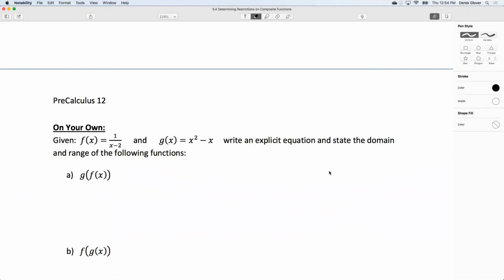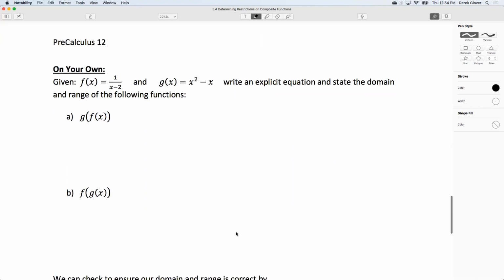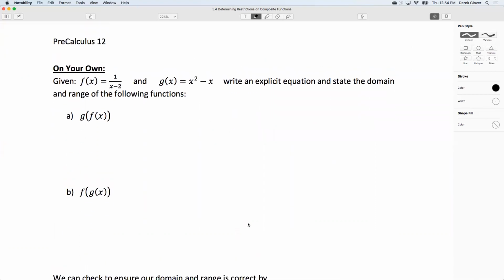Given that f of x is 1 over x minus 2, and g of x is x squared minus x, write an explicit equation and state the domain and range for the following functions. So we're going to make g of f and f of g. G of f of x is going to equal bracket squared minus bracket. And in those brackets, we're going to write f of x. So it's going to be 1 over x minus 2, squared, minus 1 over x minus 2. Or the function will be 1 over x minus 2 squared minus 1 over x minus 2.